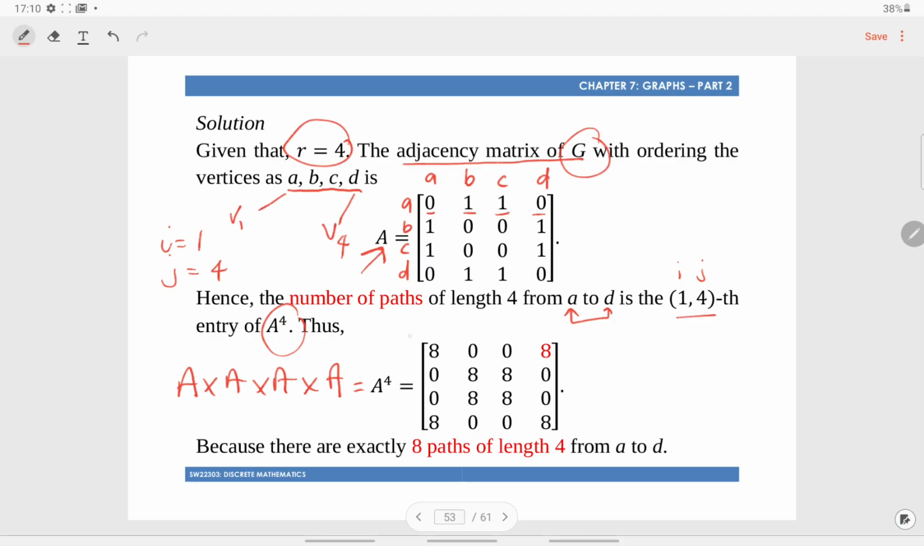The matrix yielded by this multiplication is this, 8008 and so on. We check the 1,4 position, meaning row number 1, column number 4. So this is the answer. There are exactly 8 different paths of length 4 if we move from A to D. That is the answer.